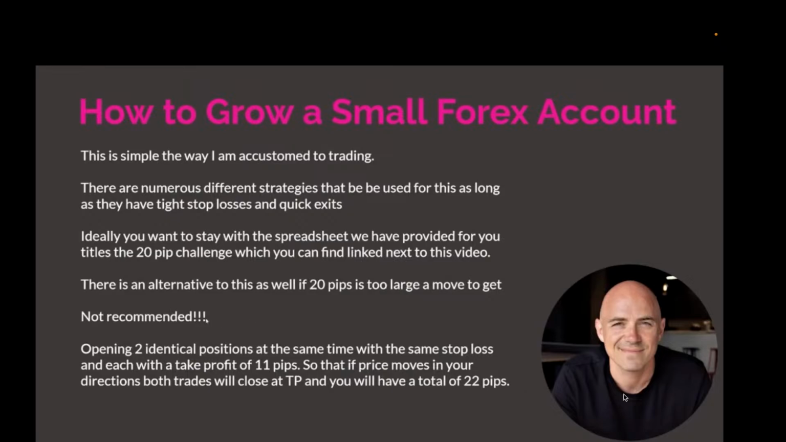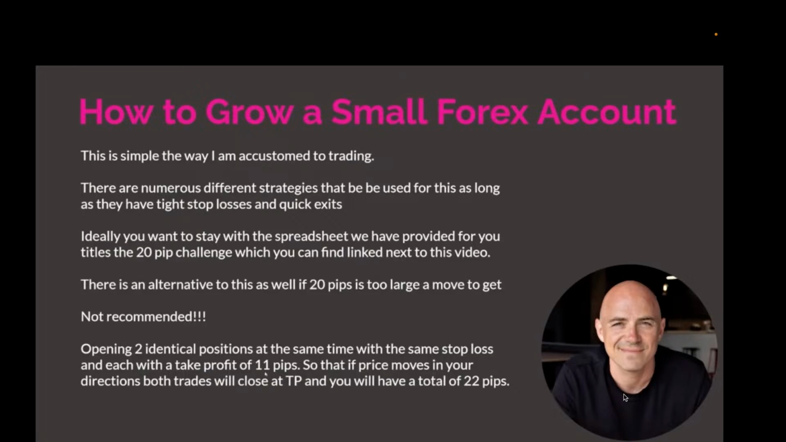This makes it even more reckless. What you can do if you don't see the price moving another 20 pips from where it is right now, is open 2 identical positions at the same time with the same stop loss and each with a take profit of 11 pips. So that if the price moves in your direction, both trades will automatically close at your take profit level of 11 pips, and together those 2 trades will have scored you 22 pips. I have 22 instead of 20 just to cover the spread of each trade.